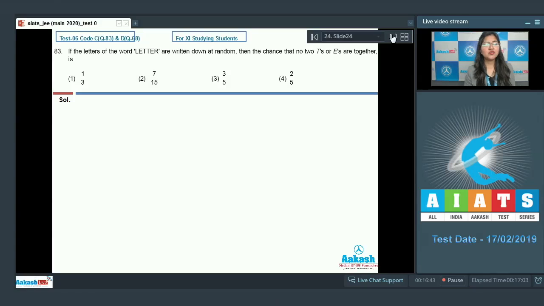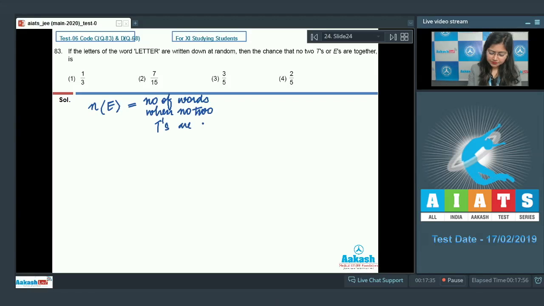Next is question number 83, which says that if the letters of the word LETTER are written down at random, then the chance that no two T's or E's are together is. Now to solve this type of question, what we have to do is to find the number of elements in event E. This will be equal to number of words when no two T's are together.